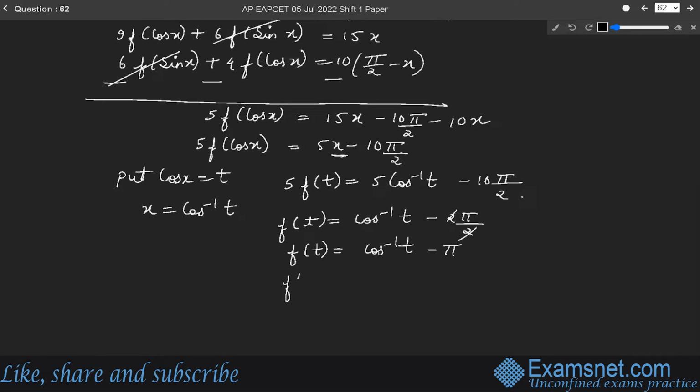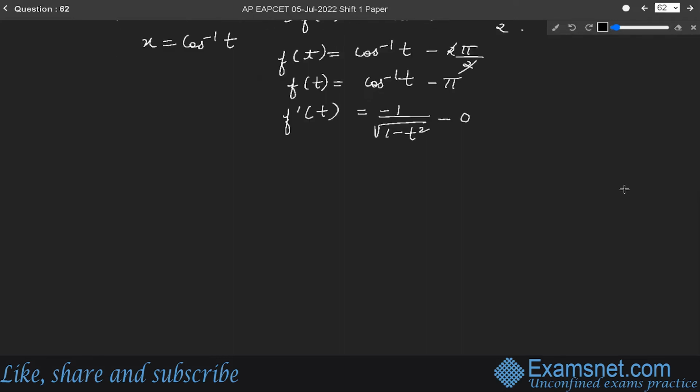Now we have to find f dash t because we have to calculate f dash cos x. So f dash t will be minus 1 upon under root of 1 minus t square minus 0. So this is the required value for f dash t and here t is cos x. So we have to put the value for t. So f dash cos x is equal to minus 1 upon under root 1 minus cos square x. We know that under root of 1 minus cos square x will be sin x. So f dash cos x will be equal to minus 1 upon sin x.